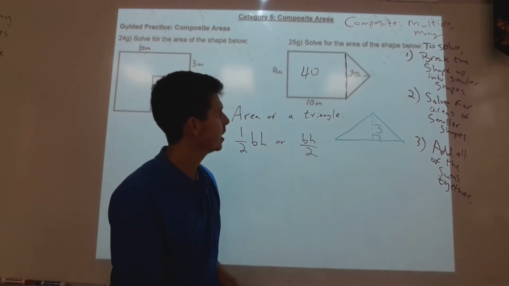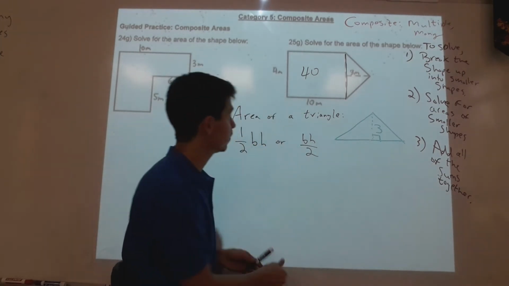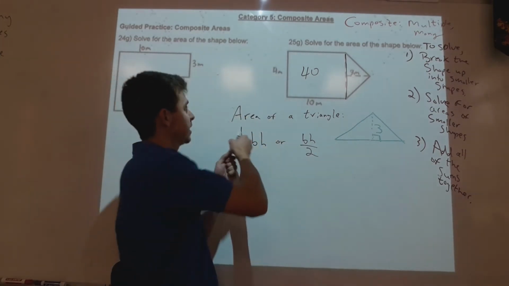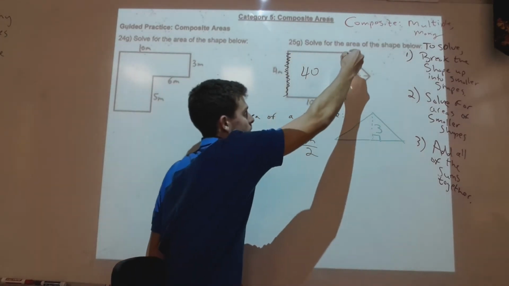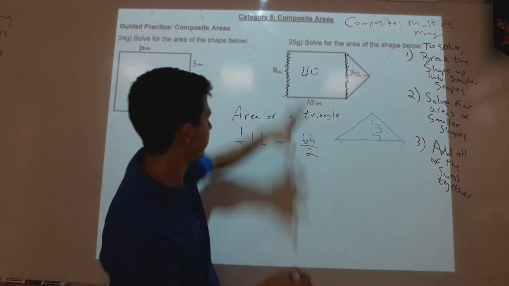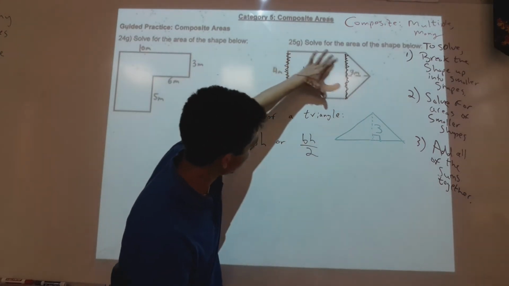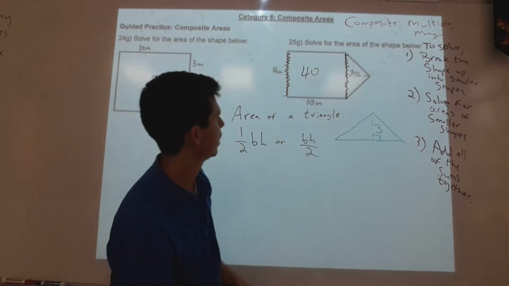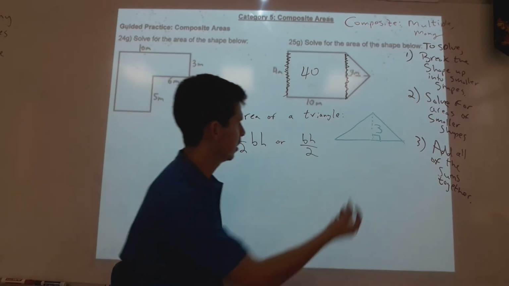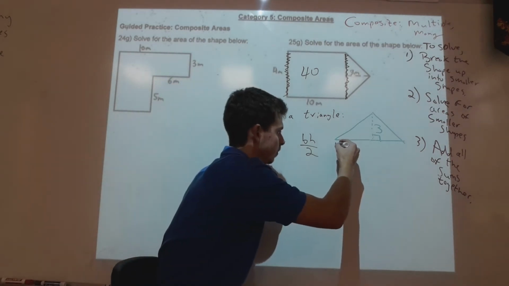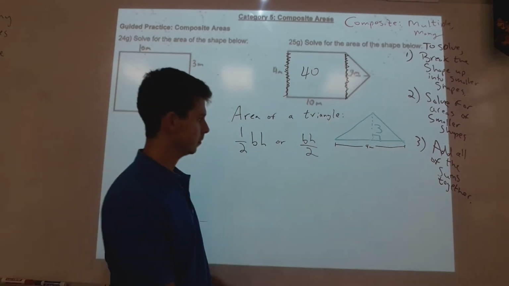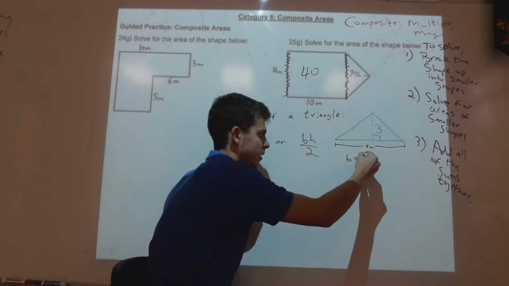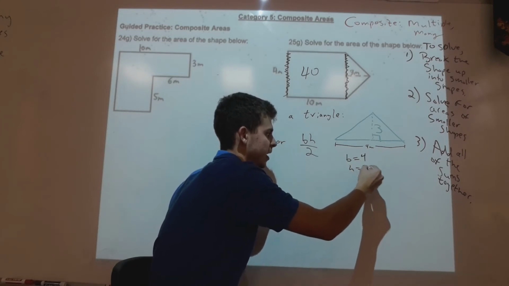So 3. Now we just need this distance right here, and it's given to us. It's 4 meters here, and if we take it all the way across the shape, it's going to fit right here. So that's 4 meters. So I know that the base is 4 meters. So the base is 4, and the height is 3.